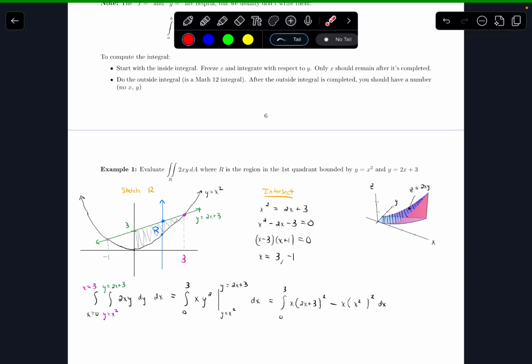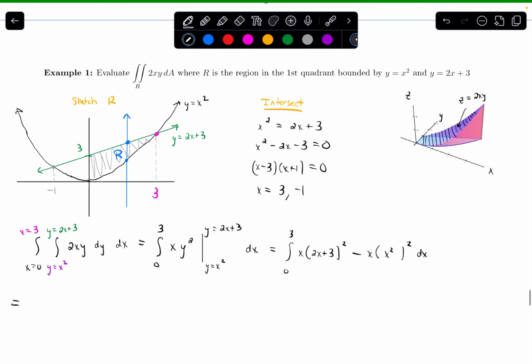Now we have to do this outer integral, which is just a normal integral from Math 12, Calculus Part 2. So let's evaluate this. I'll get the integral from 0 to 3. I can distribute out 2x plus 3 squared and multiply x to that. If we do that, we end up with 4x cubed plus 12x squared plus 9x. And then subtract, this other term becomes minus x to the 5, dx.